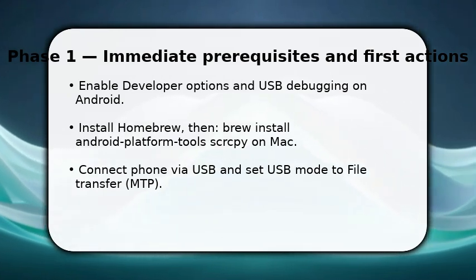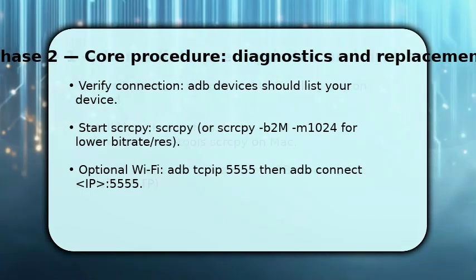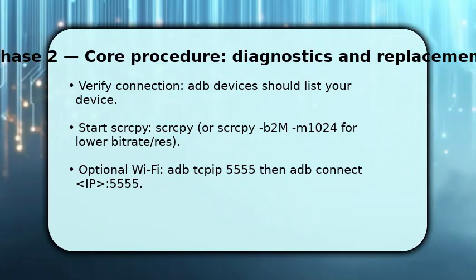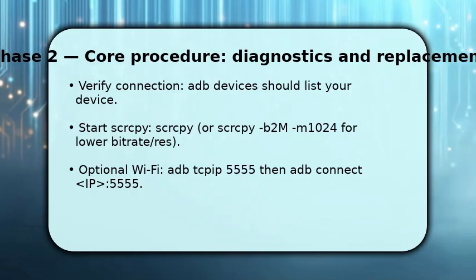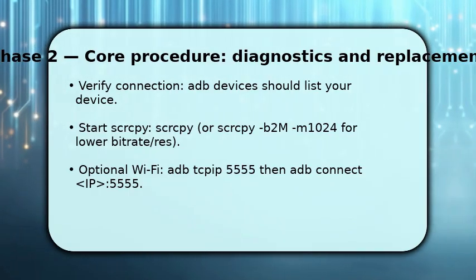You verify the link by running adb devices. If you see the device ID, accept the debug prompt on the phone. Then start scrcpy, just type scrcpy to mirror at default quality.